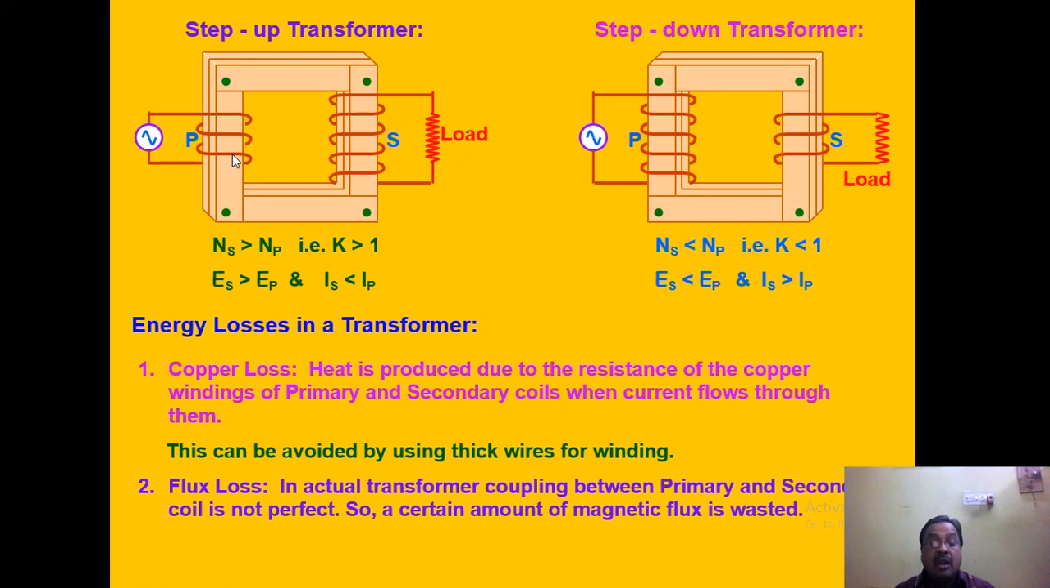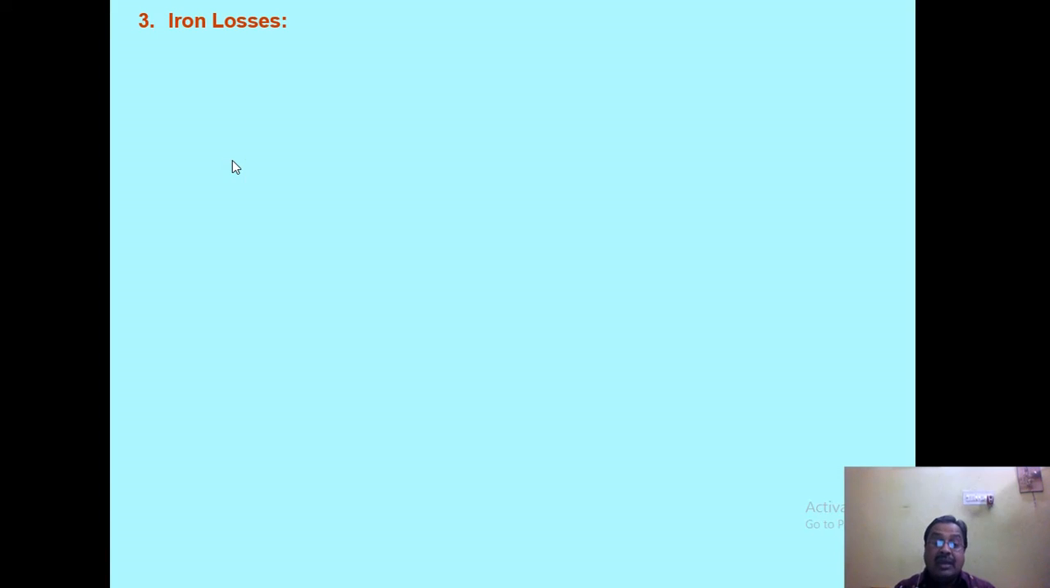Then the second one, loss due to magnetic flux, that is also called flux leakage. What happens in an actual transformer? The coupling between the primary and secondary coil is not perfect, not properly aligned. So a certain amount of magnetic flux is wasted, it is leaked, and linking can be made maximum by winding the coils over one another. Coils should be wound very close to each other. So that is what is called flux leakage or flux loss.